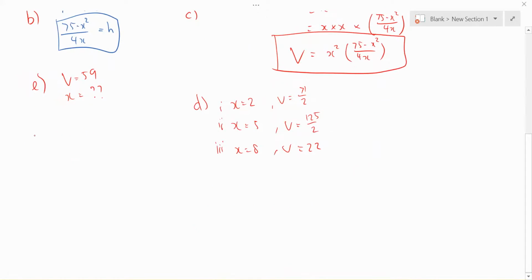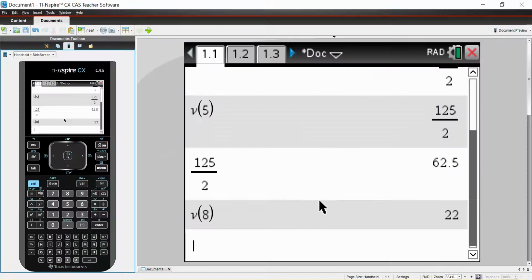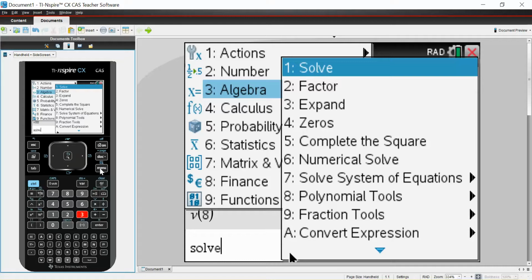You've got your v equation, so you now have 59 is equal to x squared times (75 minus x squared) on 4x. Now you can try to do this by hand. Yes, you can. I'm just saying you can use your CAS at this point. So we're using our CAS to solve. Menu 3, 1, if you've forgotten how to do it. Menu 3, 1 gives you solve.